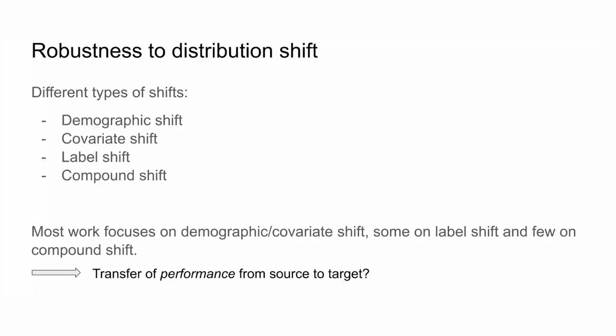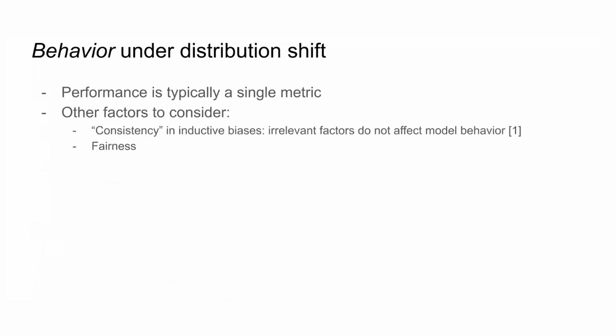In terms of the current literature, most of the work focuses on demographic or covariate shift. I put them together because covariate is mostly thought of as whatever is the input of the model, and sometimes the attributes, and this is especially true in healthcare, where sometimes the attributes are included as the inputs of the model. There's some work on label shift, but very little work on compound shift. And what that work usually looks at is the transfer of performance from the source to the target. But is it really what we care about?